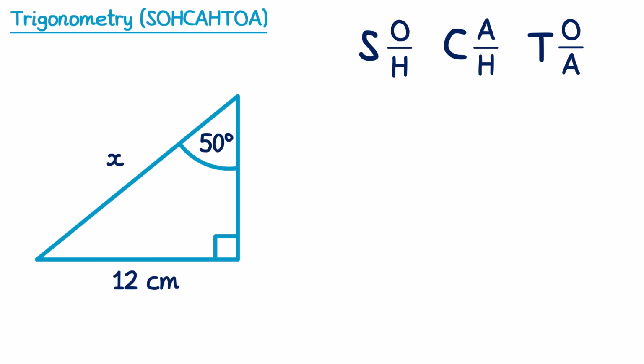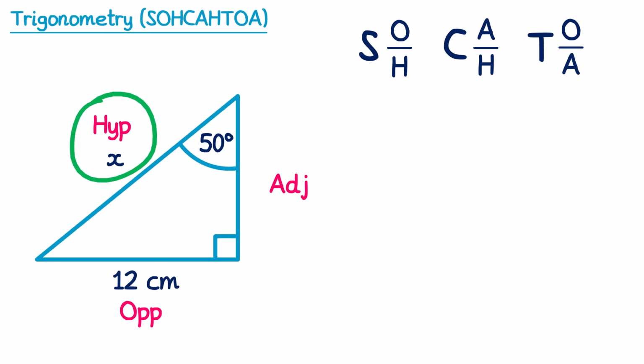So let's take this triangle here and we're trying to find x. We're going to start by labeling like usual. So the hypotenuse is the longest side opposite the right angle, that's this one here. The opposite will be opposite the 50, which is here, and the remaining side must be the adjacent. Looking at the information we have, we've got the hypotenuse as x, the opposite is 12, but we don't have anything with the adjacent, so that's the one we don't need. So we need to work with the opposite and the hypotenuse.